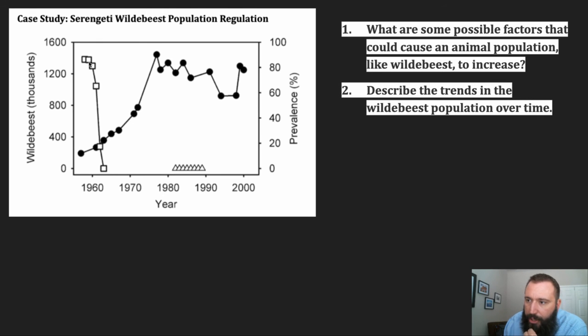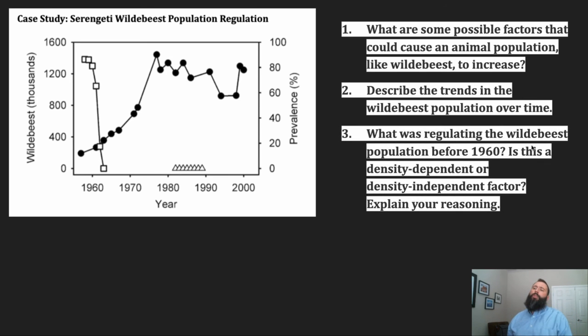If you answered question 2, describe the trends in the wildebeest population over time, I would say this line, the one with the black circles, represents the wildebeest population. It looks like the population of wildebeest grew exponentially over the course of the 1960s into the 1970s, and then it started to slow down getting into the 80s, 90s, and 2000s.